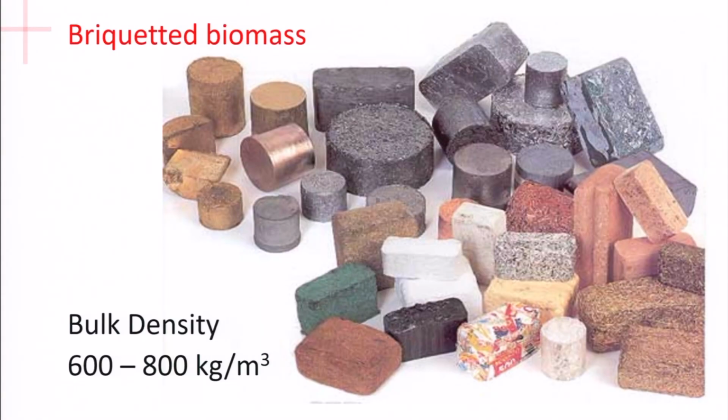Now briquetted biomass is a compressed form of wood. So it has a bulk density of around 600 to 800 kg per cubic meter. So the wood is compressed and made into pellets or briquettes, and this compressed form is then used in the boilers. This causes water to boil and it can be used to produce steam, which in turn powers a turbine to produce energy.